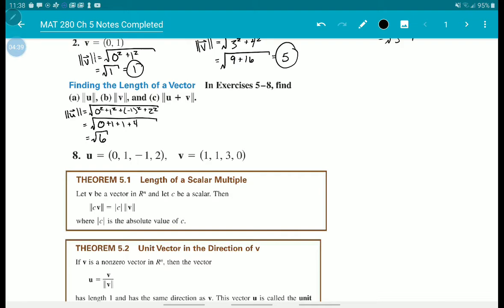of 6. We look at the magnitude of v, square root of 1 squared plus 1 squared plus 3 squared plus 0 squared. So this is the square root of 1 plus 1 plus 9 plus 0.